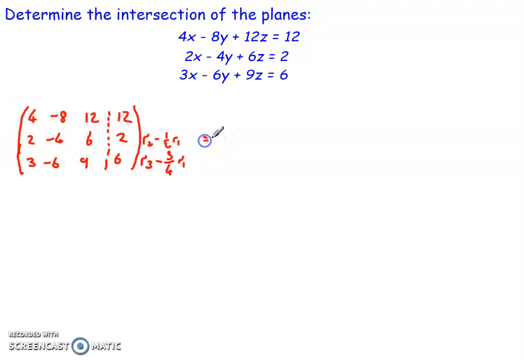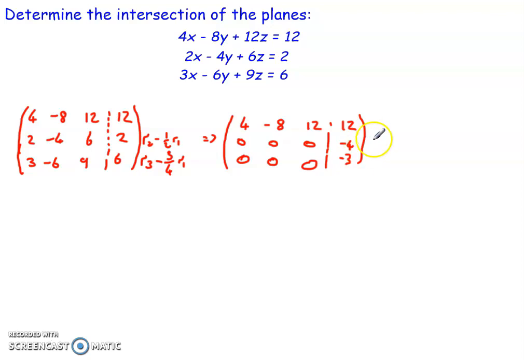I can take them away and start to eliminate terms. If I did that, my top row would be 4, -8, 12 and 12. And my second two rows, the x, the y and the z, would be 0 for each of them. But my value at the end would be negative 4 for the second row and negative 3 for the third row. So what that means is I've got two inconsistent equations, because the second row tells me that 0 is equal to negative 4, and the third row tells me that 0 is equal to negative 3. So I've got two inconsistent sets of equations.